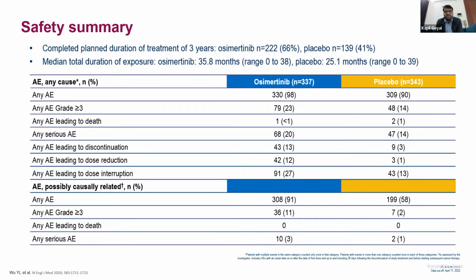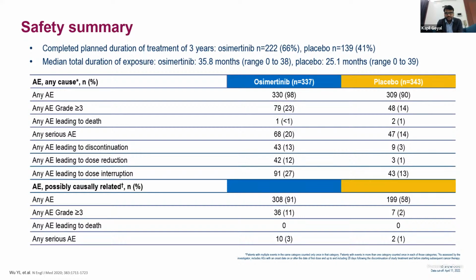If we look at the safety summary, in the osimertinib arm, 66% of the patients completed 3 years of therapy, while 41% of patients completed it in the placebo arm. That is because of the progression. Median total duration of exposure in the osimertinib arm was almost 36 months, which is the duration of the planned therapy. In the placebo arm, it was only 25.1 months.